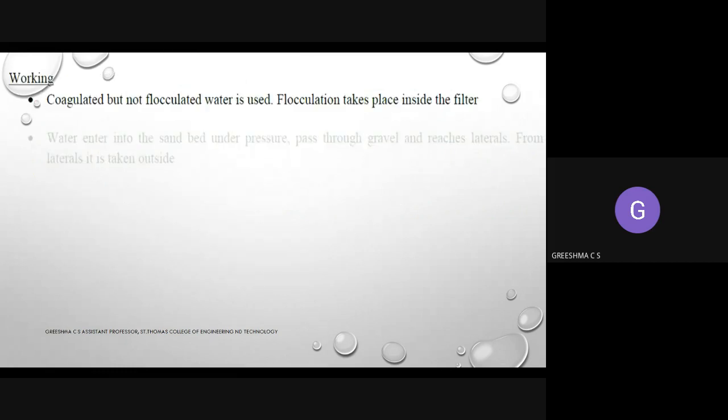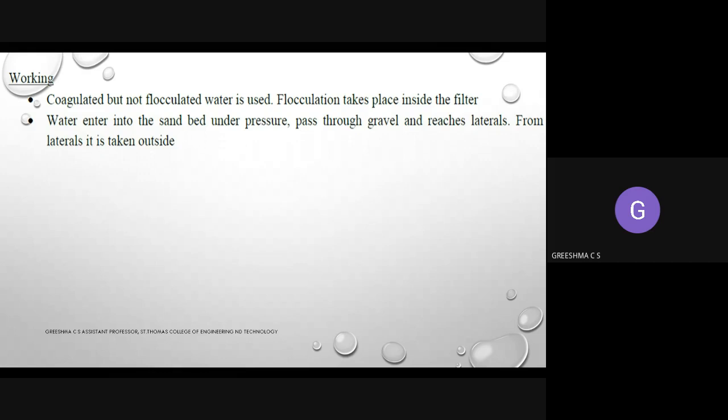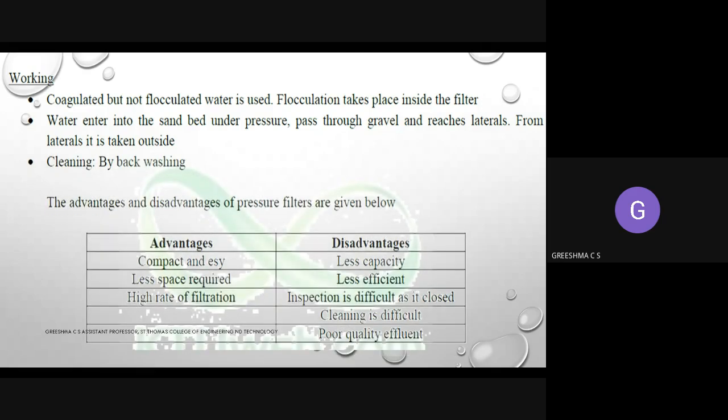Like in the slow sand filter we discussed earlier, it will have a filter bed. Water will be allowed through the top and collected at the bottom after filtration. Working: coagulated but not flocculated water is used. The flocculation takes place inside the filter, and water enters the sand bed under pressure, passes through the gravels and reaches the gravel laterals, and from the laterals it is taken outside. It is cleaned by backwashing.